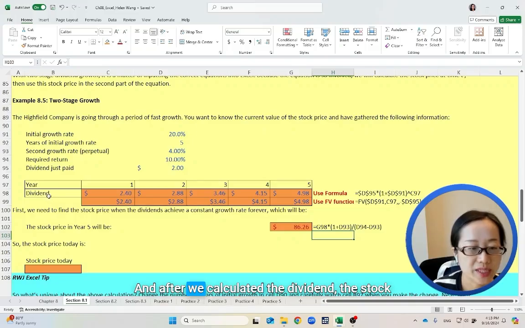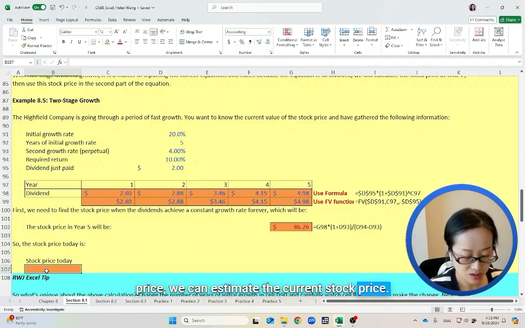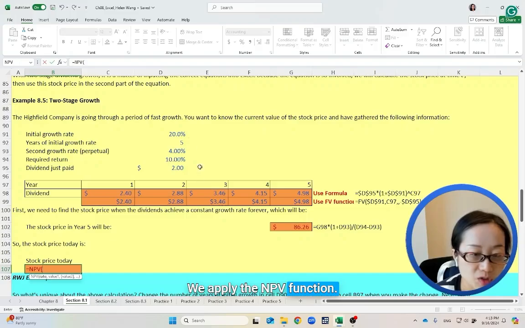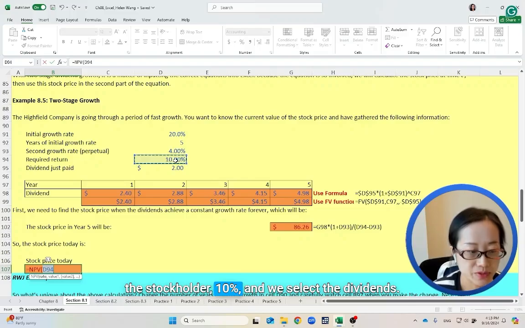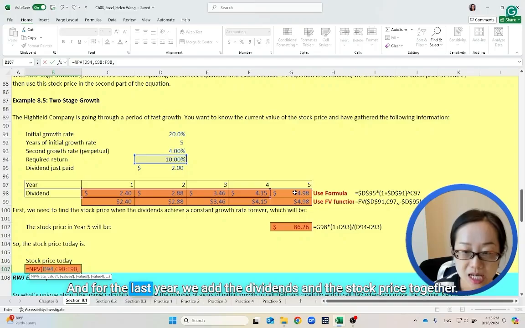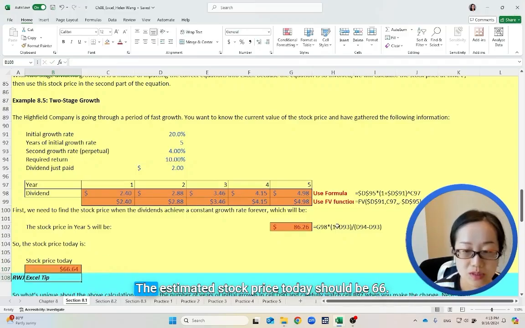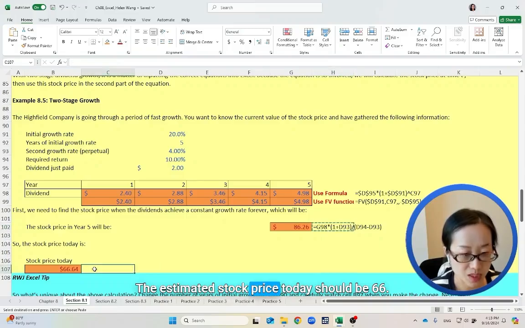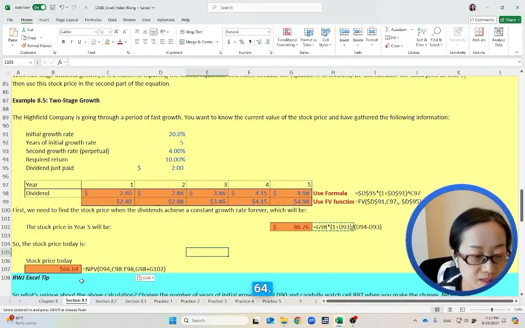And after we calculate the dividends and the stock price, we can estimate the current stock price. We apply the NPV function. For the discount rate, we use the required return for the stockholder, 10%. And we select the dividends. And for the last year, we add the dividend and the stock price together. The estimated stock price today should be 66.64.